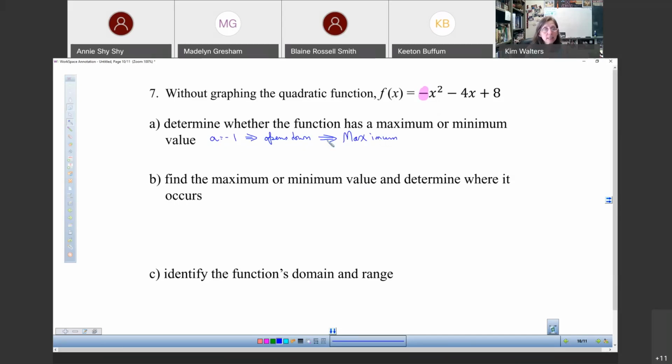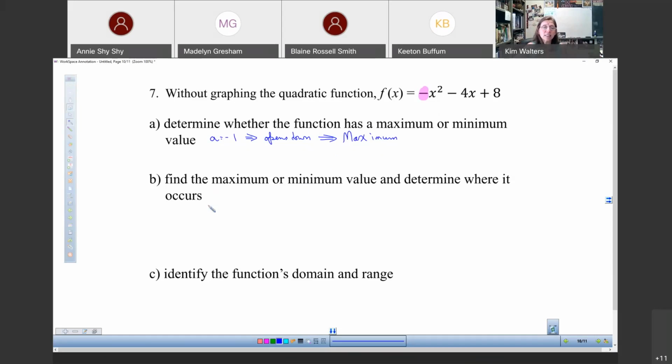If a is positive, it opens up and I'm going to have a minimum. If a is negative, it opens down and I'm going to have a maximum. Think about turning down negative x squared. You should now know what negative x squared looks like. You're going to see this on your test and on your quiz. Which way does it open? It opens down, it turns down, it has a maximum value.